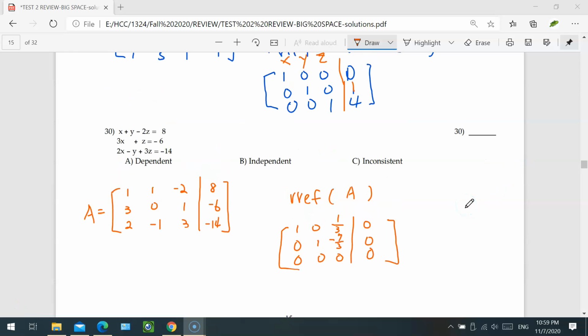Number 30, we have to determine whether these three are dependent, independent, or neither. I'm going to create a 3x4 augmented matrix from the system of equations. So I write down 1, 1, negative 2, a. Then 3, there's no y, so I put a 0, 1, and negative 6. Then 2, negative 1, 3, negative 14.